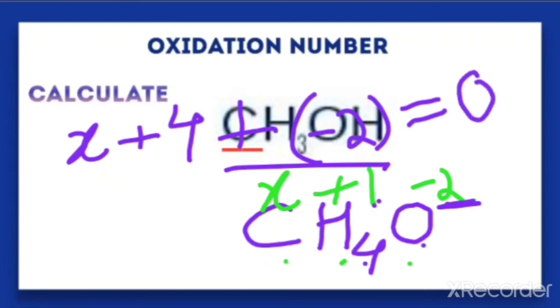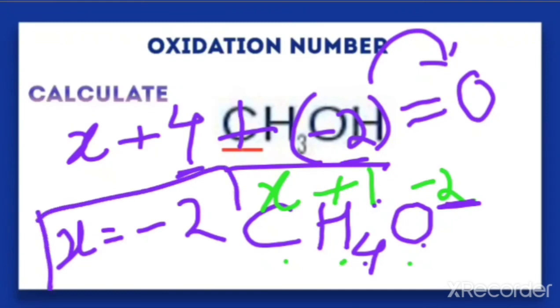So when you solve for X, here it is 4 and it is -2. So 4 minus 2 is equal to +2. When you take it to the other side, you get -2. So the oxidation state of carbon here is -2.